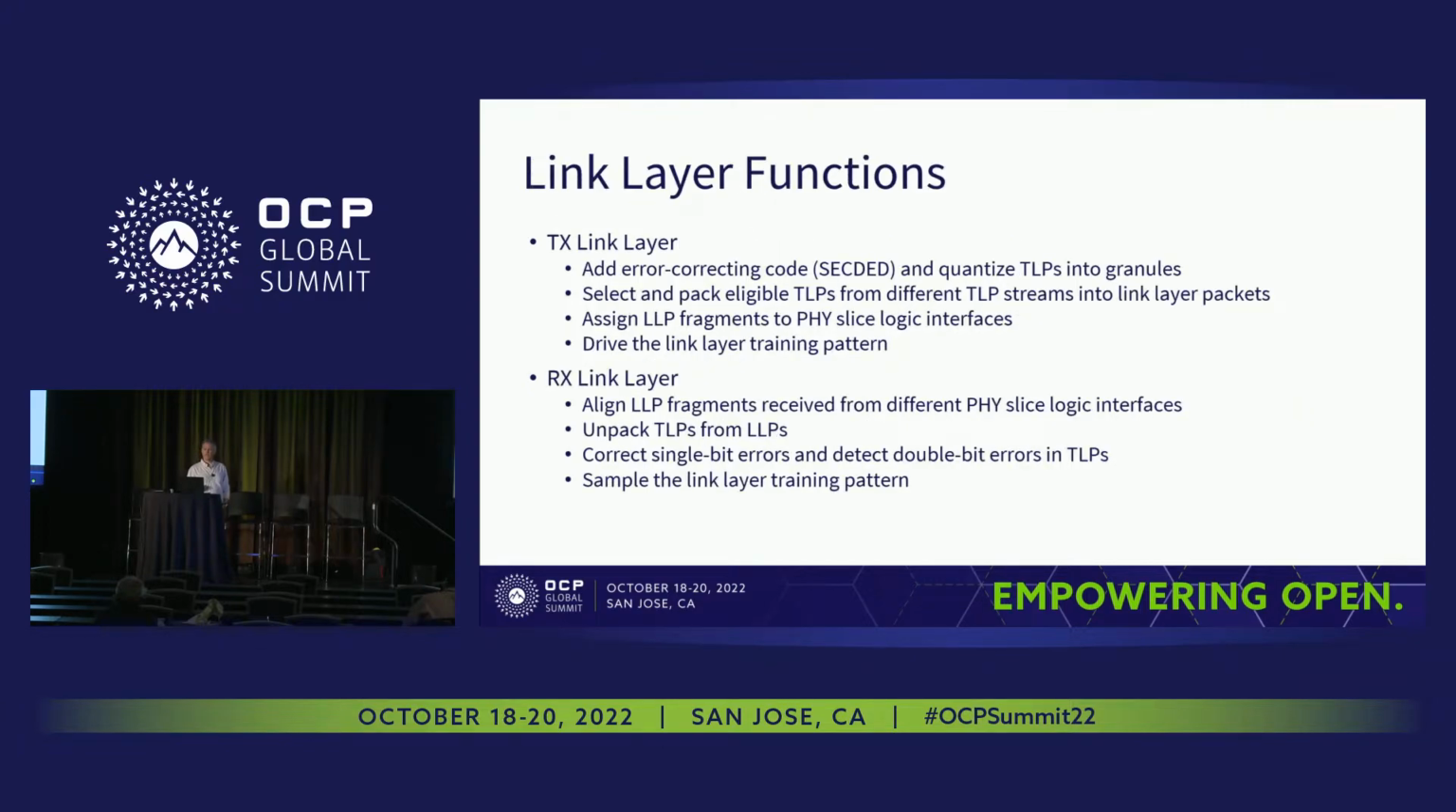Now I'll provide a brief introduction to the link layer and its functions. Primarily, the link layer ensures the reliable delivery of TLPs using an error-correcting code. It frames multiple TLP streams into a single bit stream comprised of link layer packets, or LLPs, and it manages the interfaces with one or more BoW slices, each of which operates independently. In addition, with the assistance of the PHY, the link layer performs training on the link, aligning the phase within a slice, as well as the skew across slices. These next few slides will go into these functions in a bit more detail.